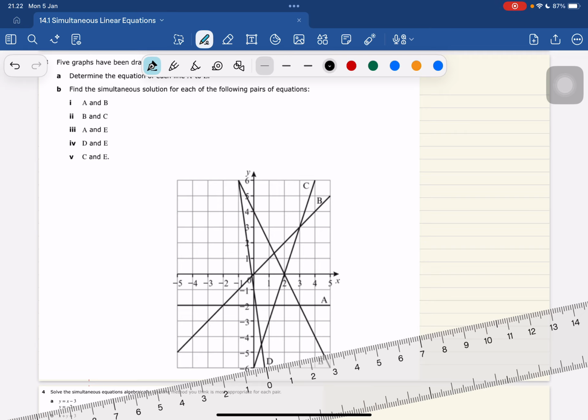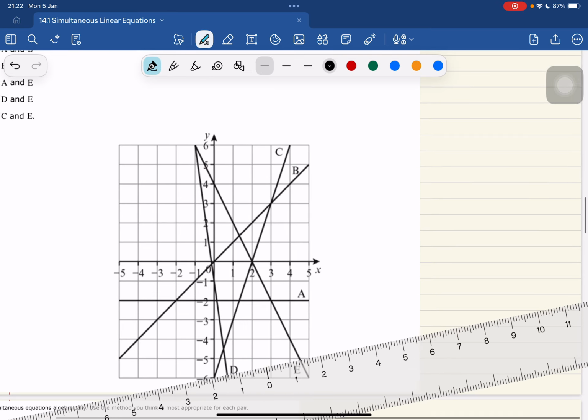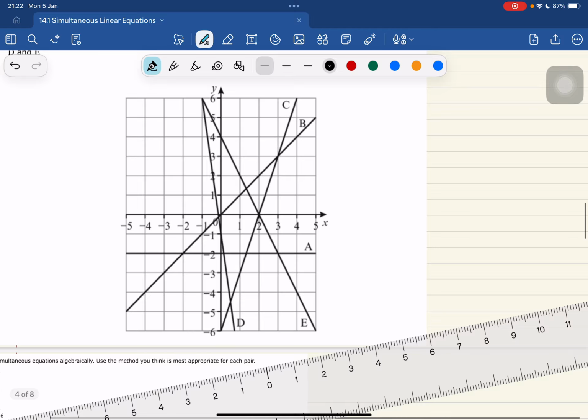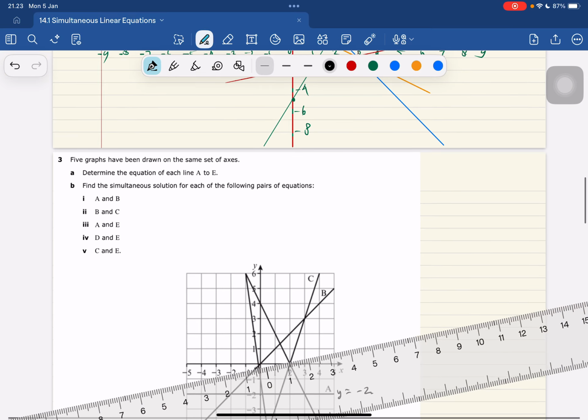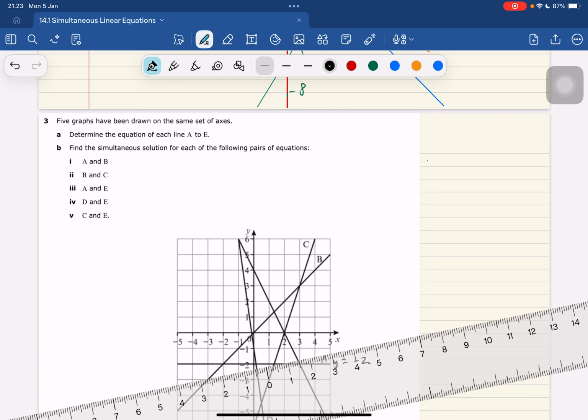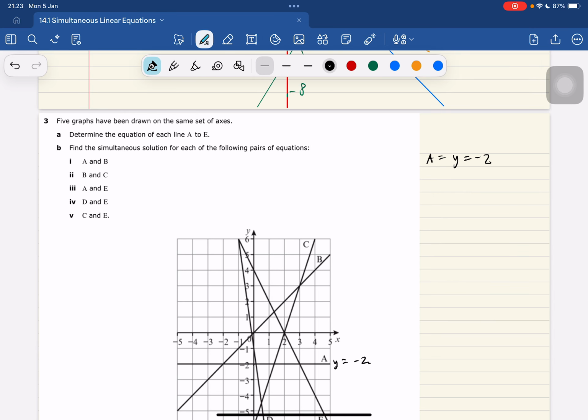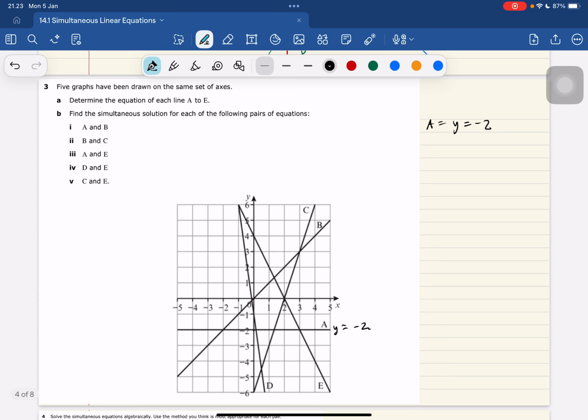Okay, first we need to determine what is... Okay, A. The easiest is A. Look at there. Minus 2y. So this is y equal to minus 2. So I will write it here. A equal to y equal to minus 2.